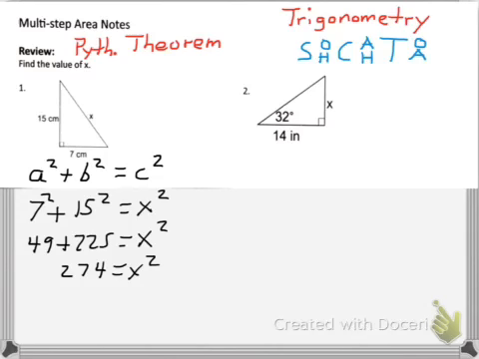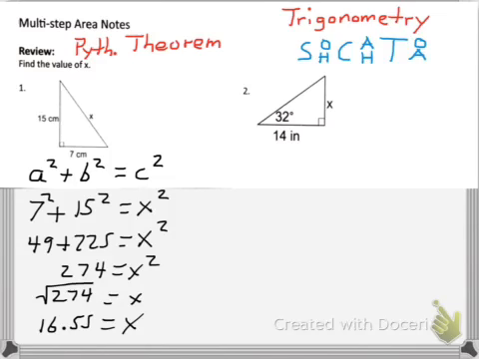So in order to solve for x, we need to take the square root of both sides. So x is going to equal the square root of 274. If we punch that in our calculator, we'll get approximately 16.55. Okay, so there was a little review over Pythagorean theorem.